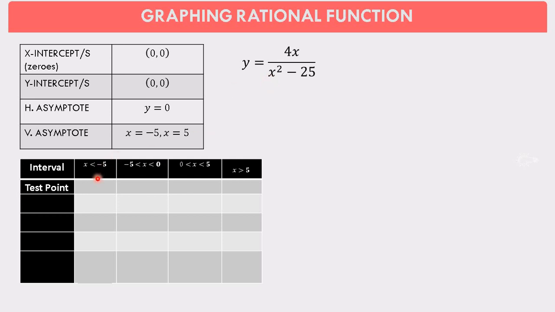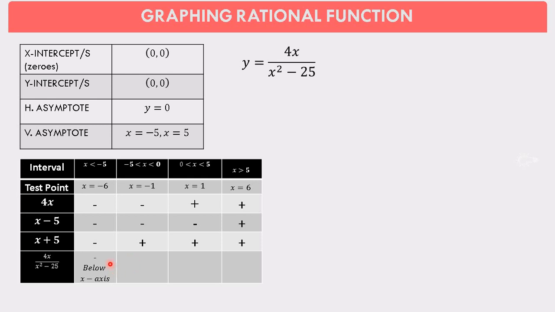So x is less than negative 5, x between negative 5 and 0, x between 0 and 5, and x is greater than 5. So we have the expressions for x, x minus 5, x plus 5, then the rational expression. Then the test points, which are located in each region: x equals negative 6, x equals negative 1, x equals 1, and x equals 6. Then test the points. So we have the signs. Then multiply.